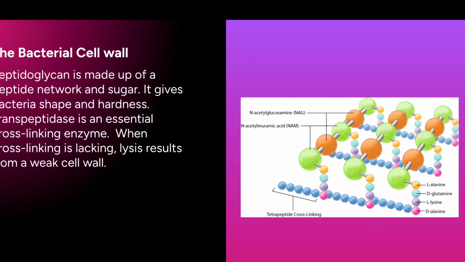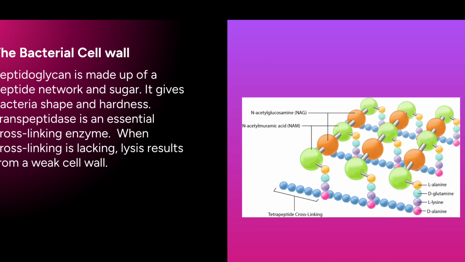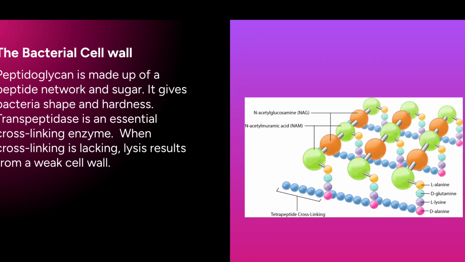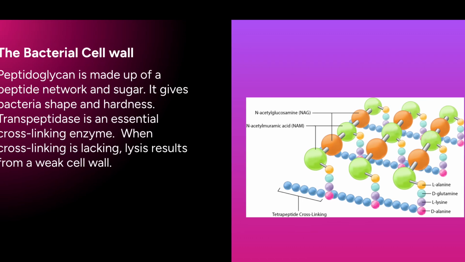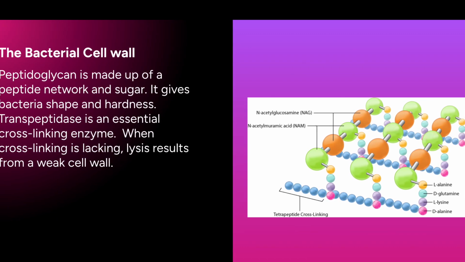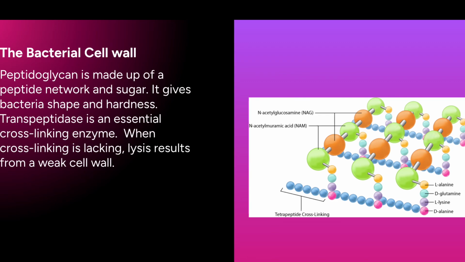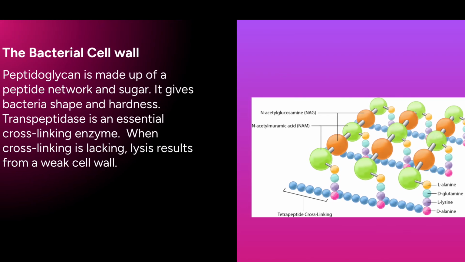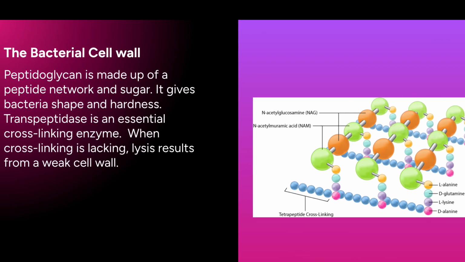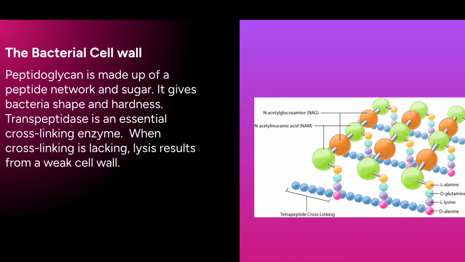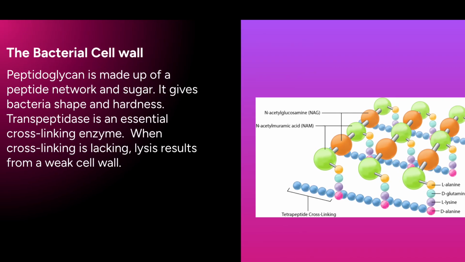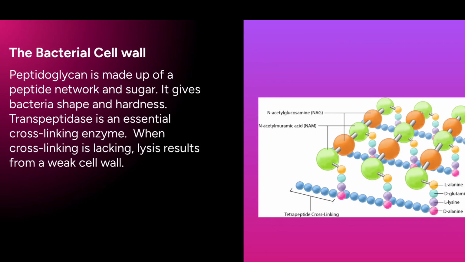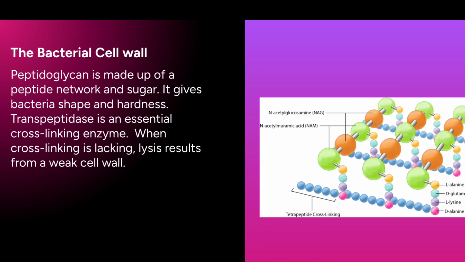Now on to my next slide, titled The Bacterial Cell Wall. Peptidoglycan, a robust mesh-like layer composed of short peptide chains and repeated sugar units, makes up the bacterial cell wall. Under pressure, this structure keeps the cell from exploding. These peptide chains are joined by the enzyme transpeptidase, which penicillin inhibits. This prevents the wall from forming correctly, weakening the bacteria and ultimately causing them to rupture.